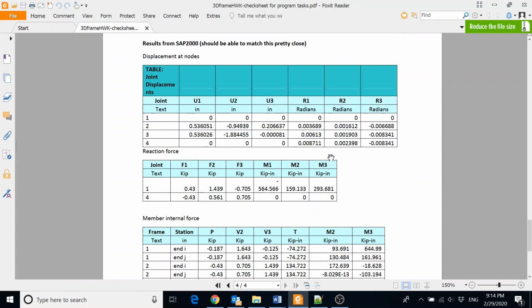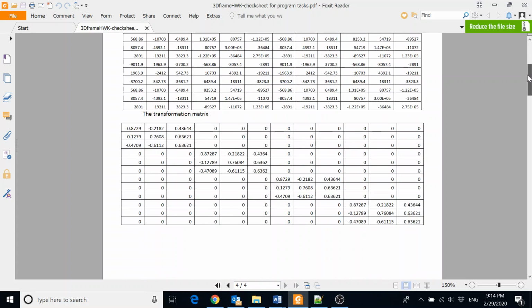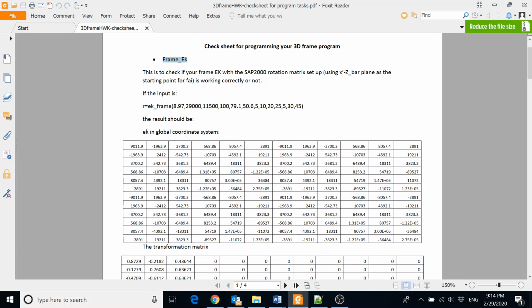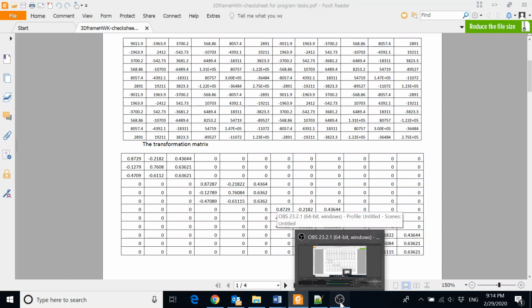But we're going to talk about this later. For the next week, if you just get the frame EK thing going and make sure you've got that, then I'll be pretty happy with it. Okay, I guess I'll stop this and I'll see you in class.